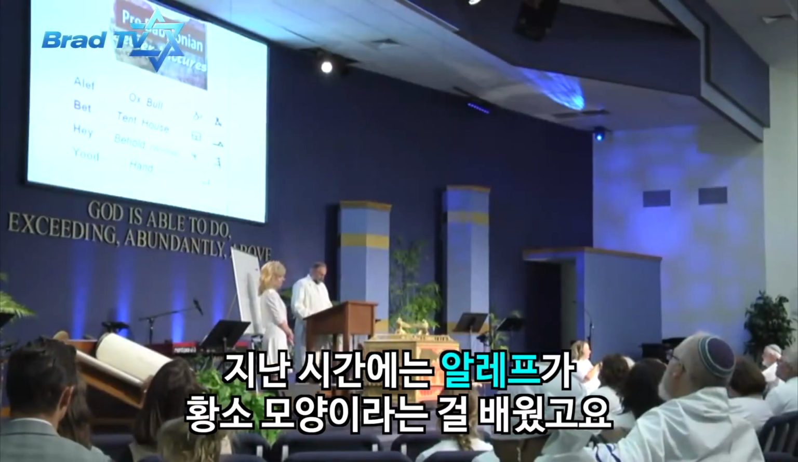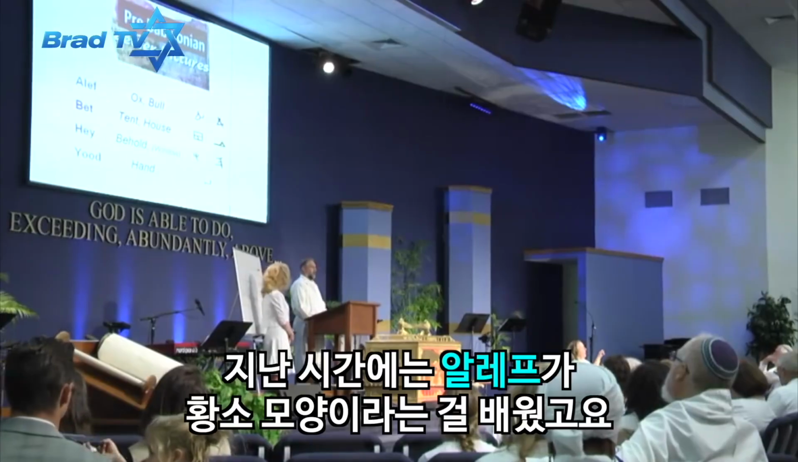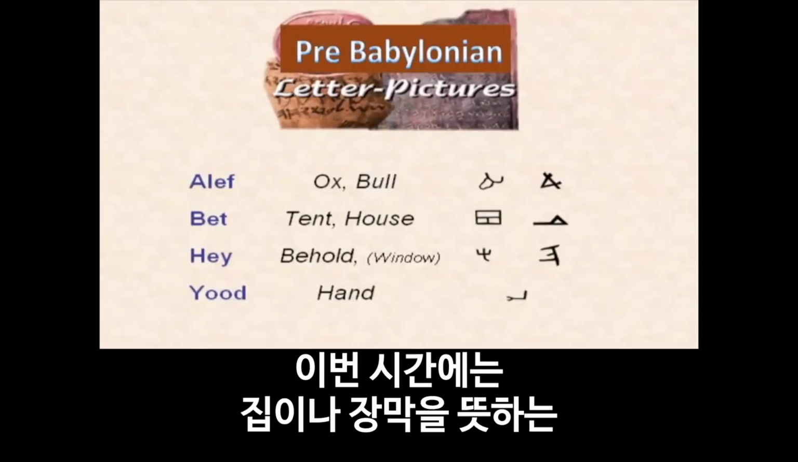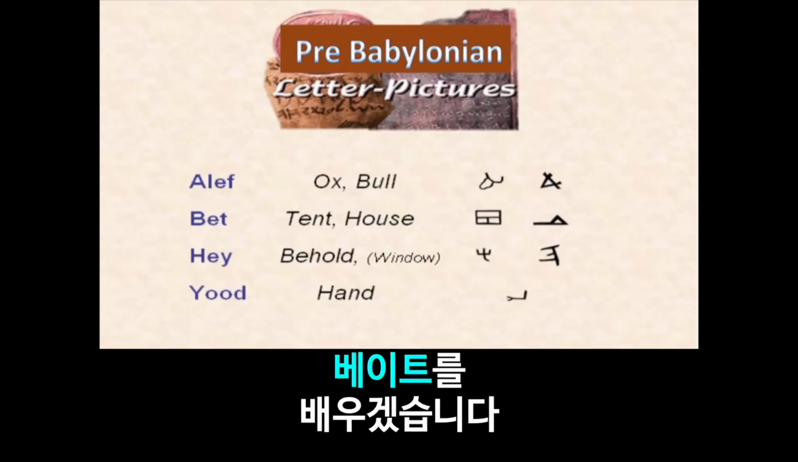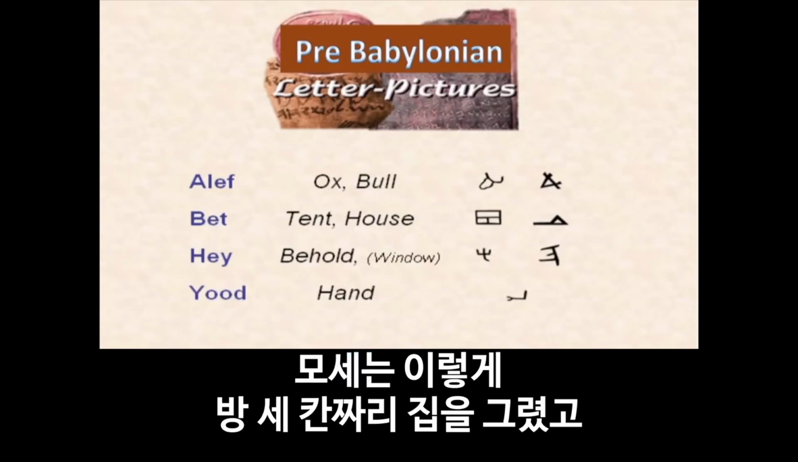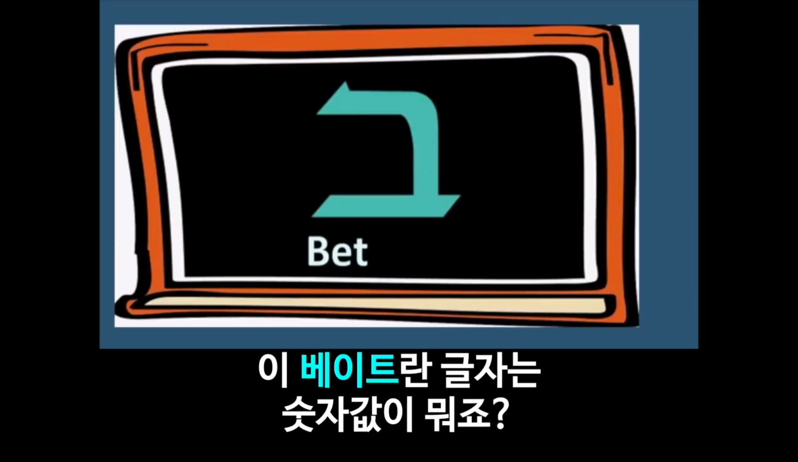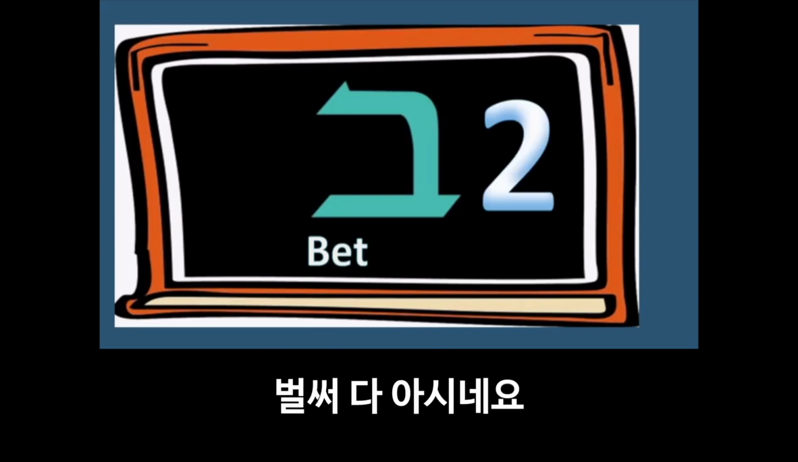Okay. So we saw last week how the aleph looked like an ox, and it means an ox or a bull, that which is strong. And now we're going to go to the letter bet, which means a house or a tent. You can see Moses drew a three-room house. David drew a tent on a landscape. So here's the letter bet, and it is what number? See, you already know that.